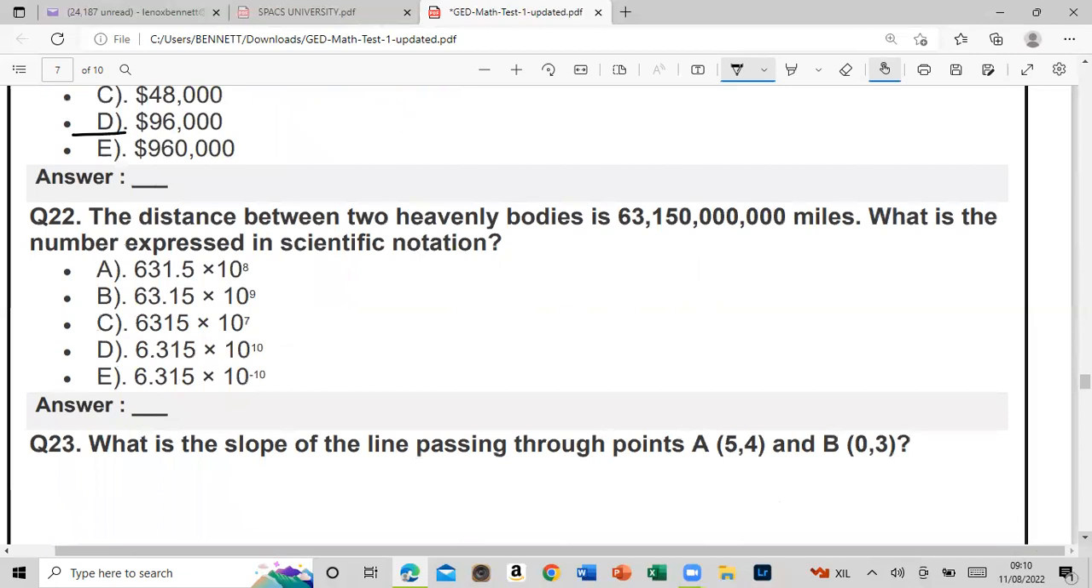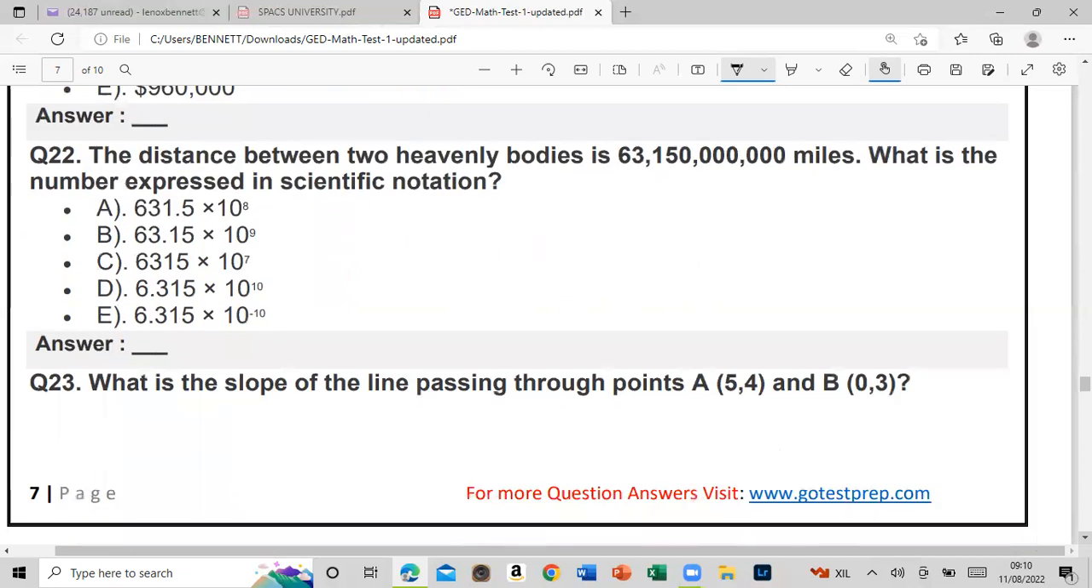Alright, 22. The distance between two heavenly bodies is 63 million. 63 million. What is the number expressed in scientific notation? So 1, 2, 3, 4, 5, 6, 7, 8, 9, 10. 6.3 times 10 to the positive 7. So they want it in standard form, so that will be B.